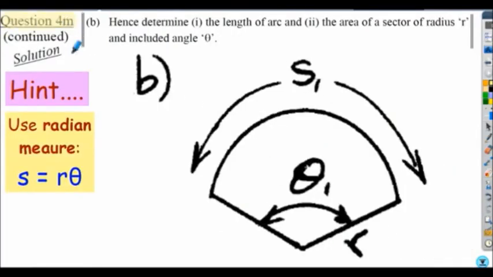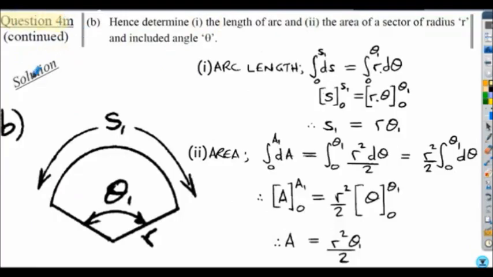Question 4M, solution continued. This is for part B. Now we've got to determine firstly the length of the arc and secondly the area of the sector of radius r included angle theta. So we're now going to integrate the expressions derived in part A. Question 4M, solution part B continued. So here's the solution for part 1.